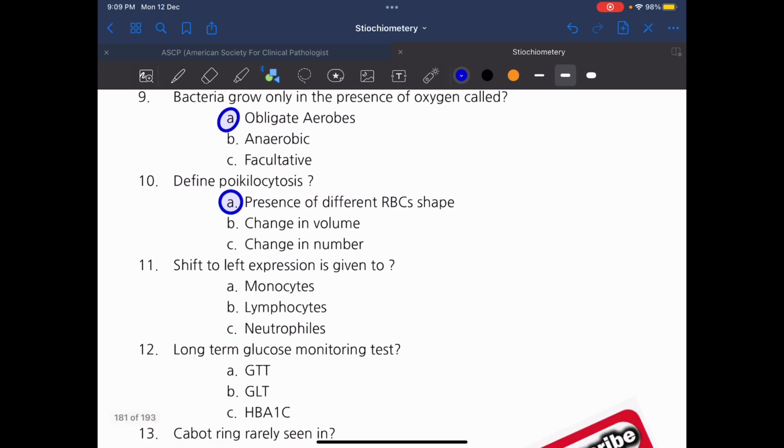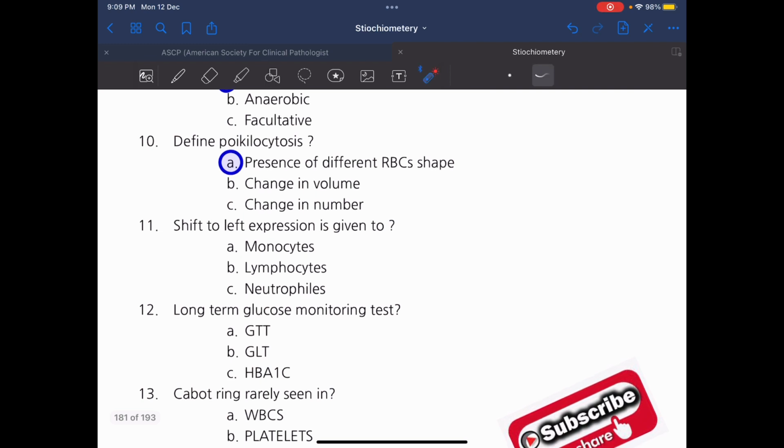Question number 11. Shift to left expression is given to monocytes, lymphocytes, or neutrophils. Shift to left expression is given to neutrophils. So the correct answer is C.